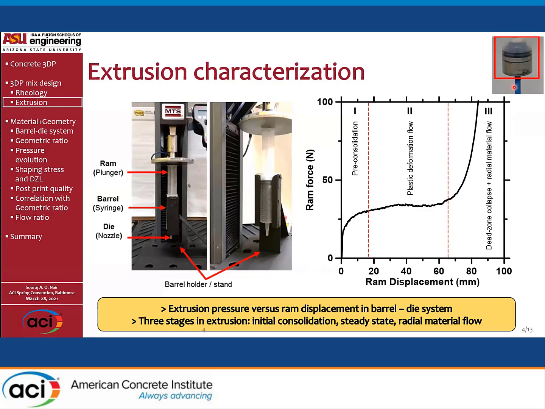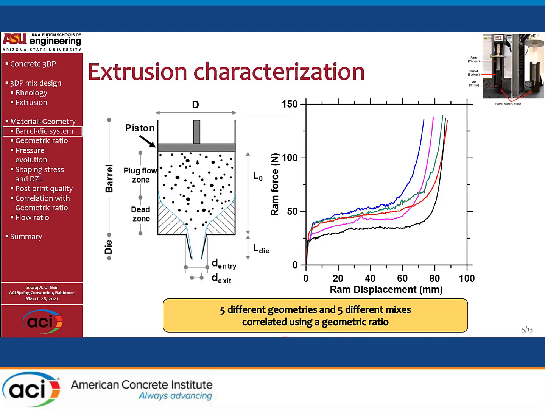And when the ram reaches the region and the dead zone collapses to induce radial material flow, the force increases. Now, how these three regions and the pressures come in can be used for extrusion characterization, which is established. Now, we bring together the material and the extruder characteristics in the next stage, where we take a standard geometry of the extruder.